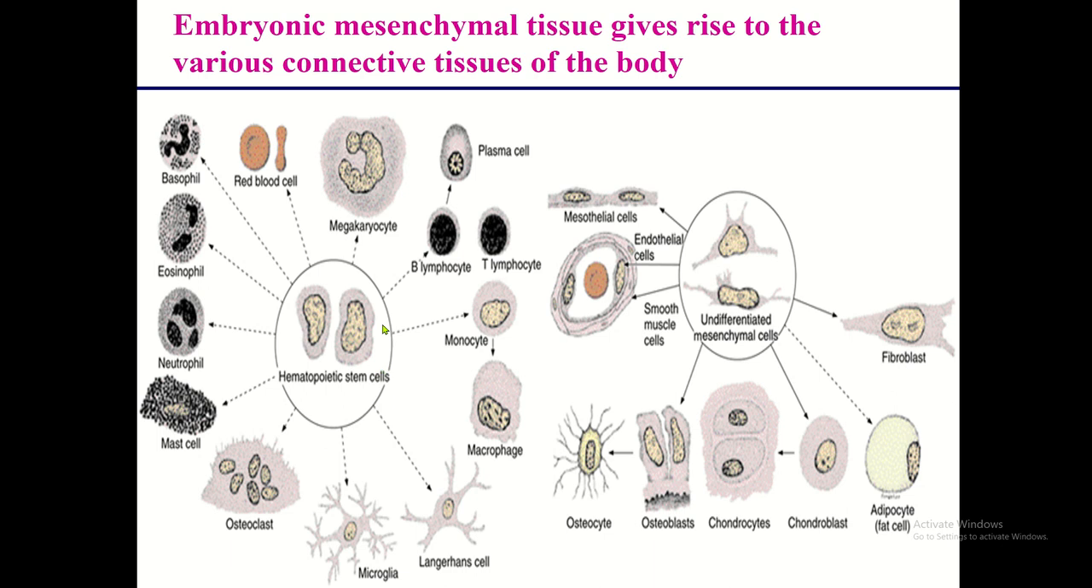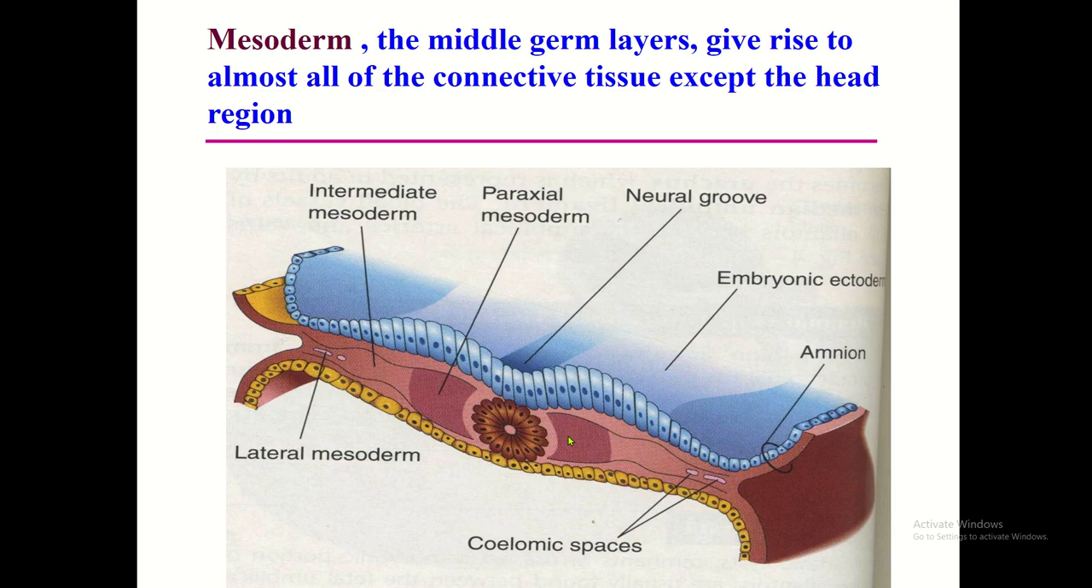This is the hemopoietic stem cell. It gives rise to the following connective tissue cells. This is the trilaminar germ disc: the ectoderm, mesoderm and endoderm. From the mesoderm, most of the connective tissue of the body arises, but the connective tissue of the head and neck region is derived from the neural crest.